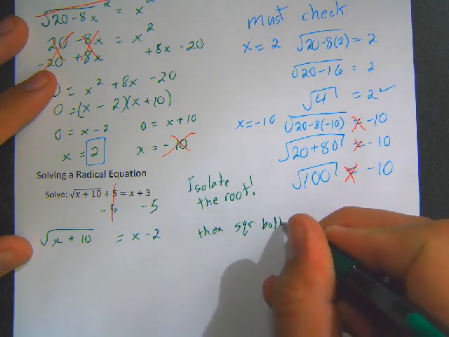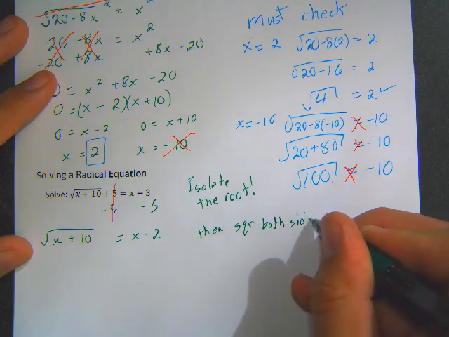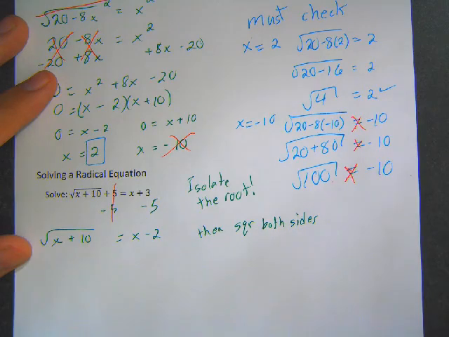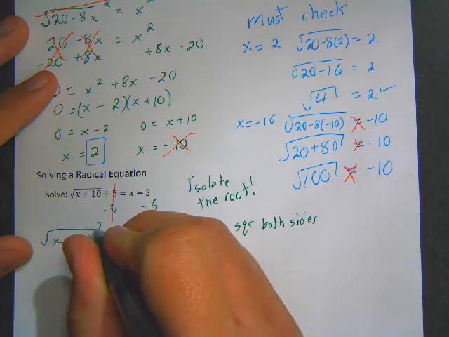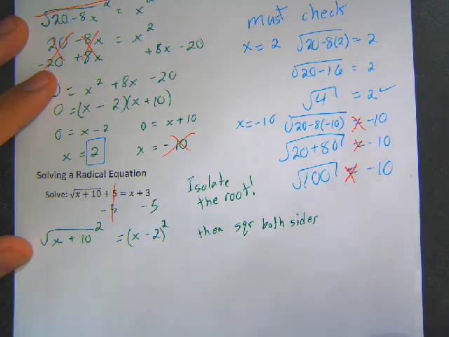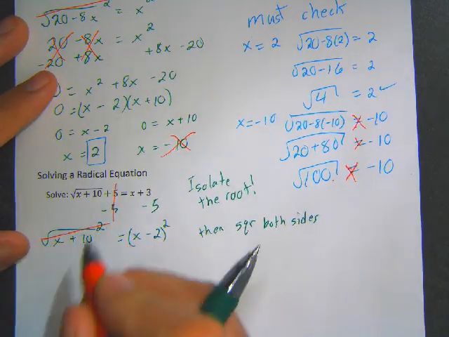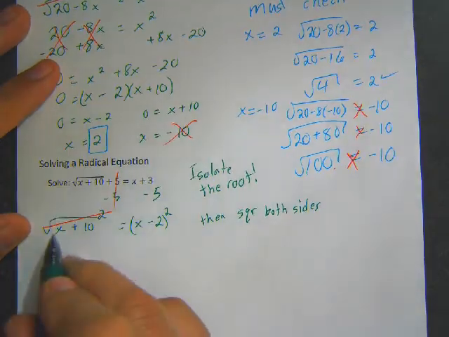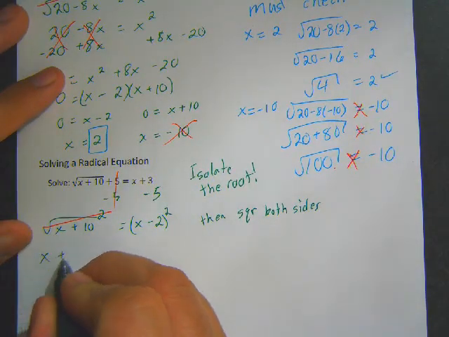So you always want to get that root by itself before you square both sides. So once I get that by itself, now I can square this side and square this side. Here I'll have to put a parentheses there to square that side. Over here, you can see the square root and the square cancel. That's the whole point. Get rid of the square root by squaring. So just get x plus 10.